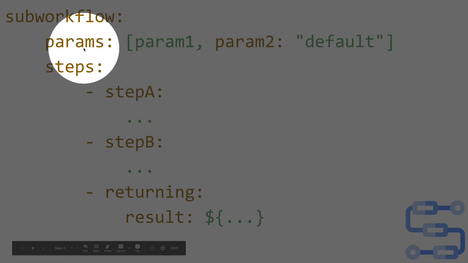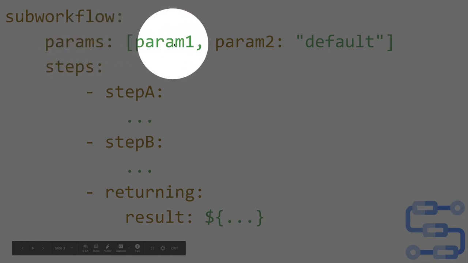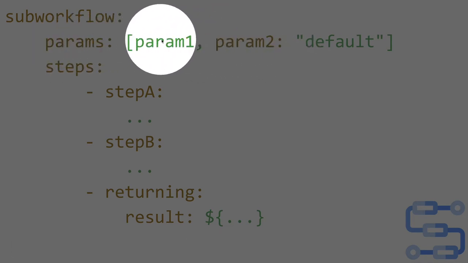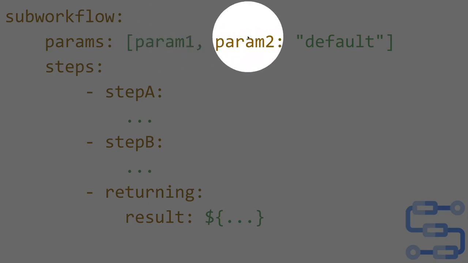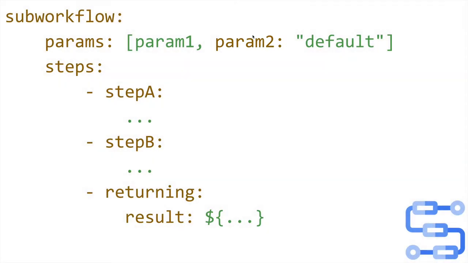But notice that you also have a params element where you can pass a list of parameters. Here I have two parameters, param 1, param 2. You can have zero parameters. There can also be default values for parameters so that you can omit the second parameter here.